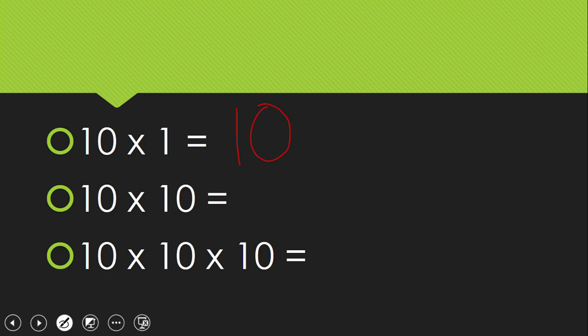10 times 1 equals 10. The next one is 10 times 10. What does that equal? Good, 100. Now the next one, 10 times 10 times 10. What does that equal? Good, 1,000. So we've actually discussed before how we see in our product, we have the amount of zeros similar to that of the factors that we have. So that's going to be really relevant when we continue talking about patterns for exponents.